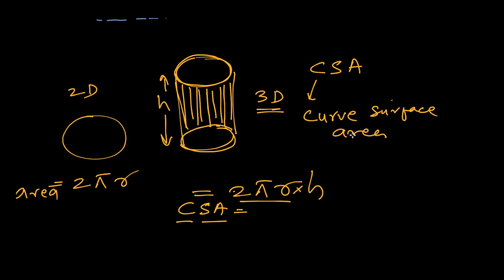Keep in mind that circumference is the distance on the circle. And what is that circumference area? It is 2 pi r. But if you multiply with h, it is going to be the curved surface area in the 3D shape, a cylinder. If you consider a rectangle or square, we call it LSA, lateral surface area, because it is in the form of a line. But here it is a circle. That's why it is called curved surface area.